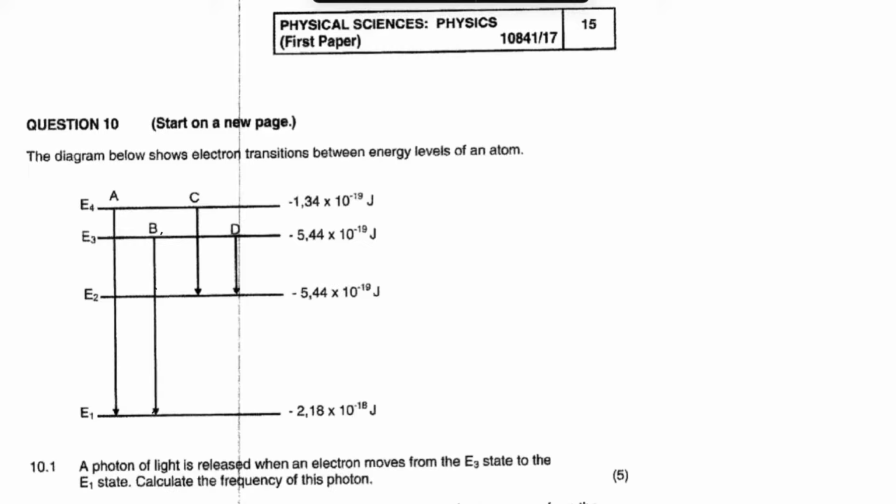Good day, folks. Here's another question. It's a 2017 Gauteng province September exam. Let's cut to the chase. A diagram below shows an electron transition between energy levels of an atom.